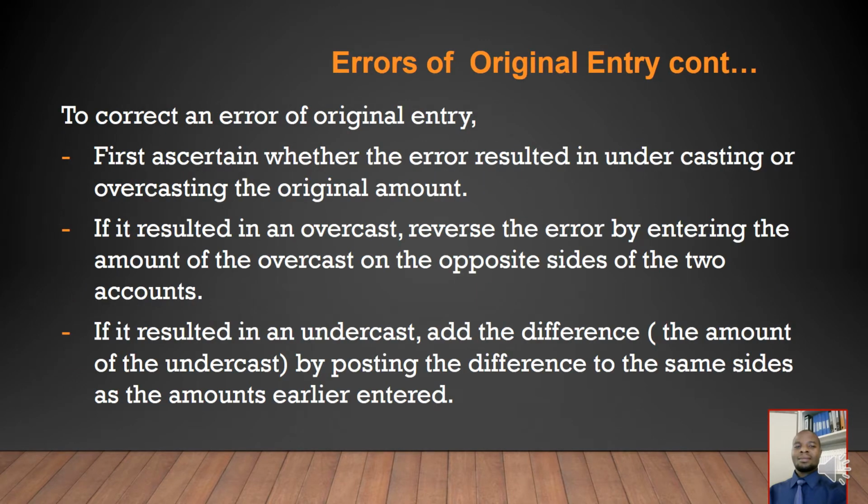To correct an error of original entry, what do you do? You first of all ascertain whether the error resulted in undercasting or overcasting the original amount. Secondly, if it resulted in an overcast, reverse the error by entering the amount of the overcast on the opposite side of the two accounts.